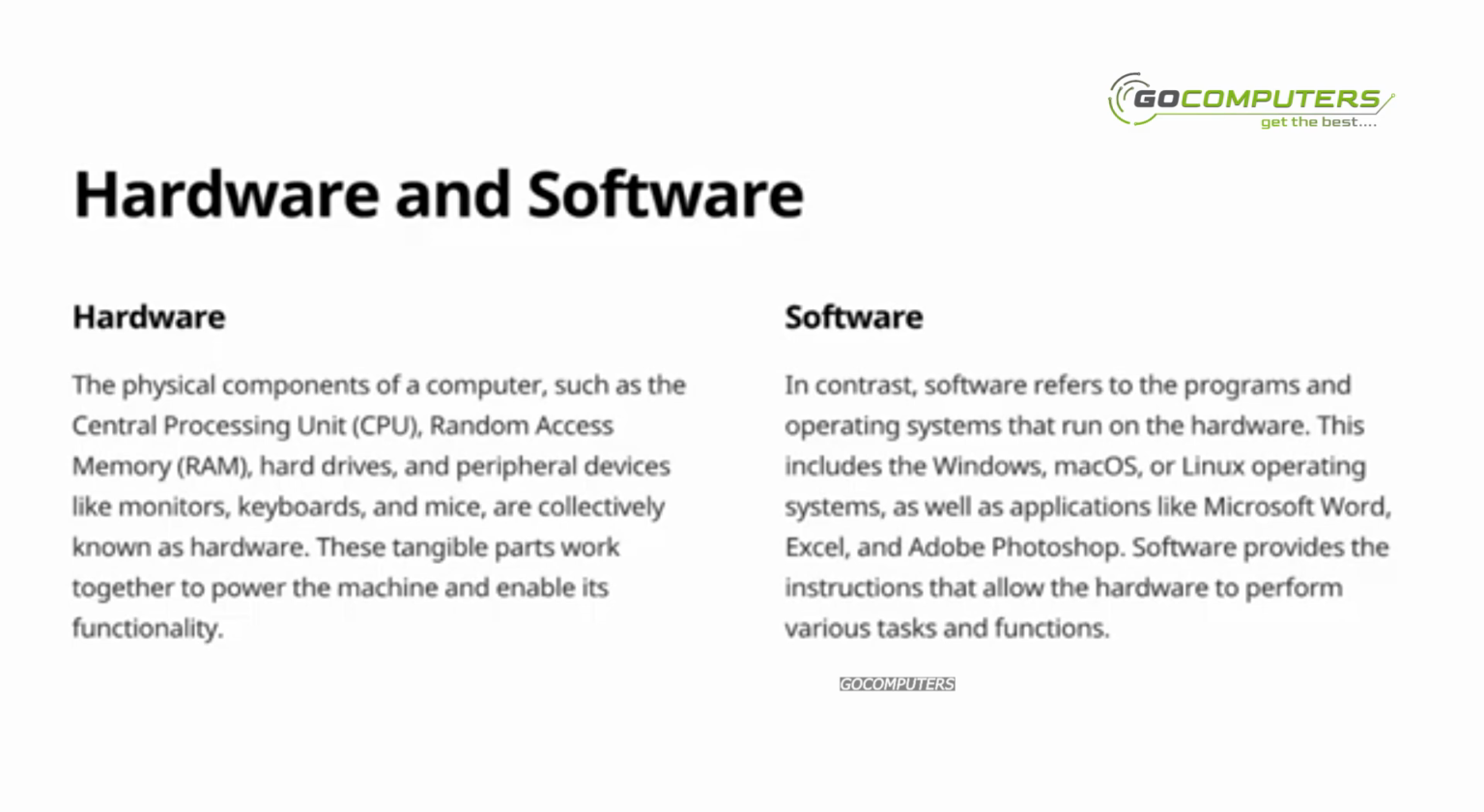Software. In contrast, software refers to the programs and operating systems that run on the hardware. This includes the Windows, Mac OS, or Linux operating systems, as well as applications like Microsoft Word, Excel, and Adobe Photoshop. Software provides the instructions that allow the hardware to perform various tasks and functions.